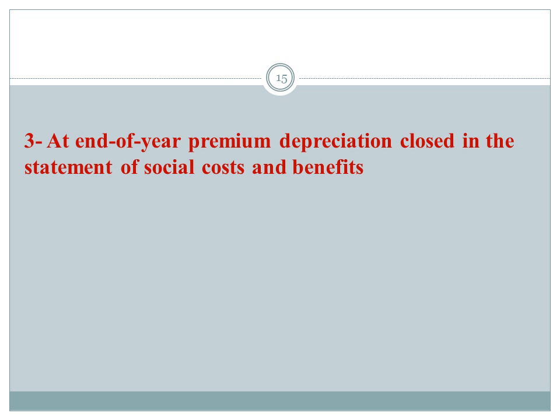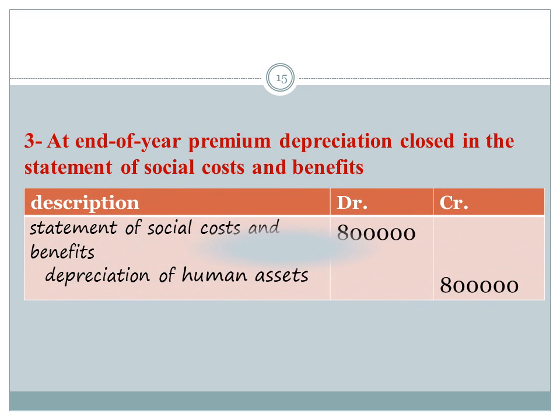At the end of the first year, premium depreciation is closed in the statement of social costs and benefits. Premium depreciation in the first stage will be in the debit side. When we close premium depreciation, it will be in the credit side. So, in the credit side, depreciation of human assets, because we close the depreciation in the statement of social costs and benefits. So social costs and benefits will be in the debit side. 800,000 in the debit, 800,000 in the credit.